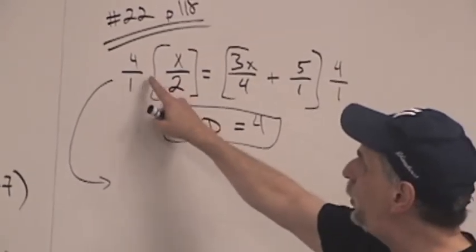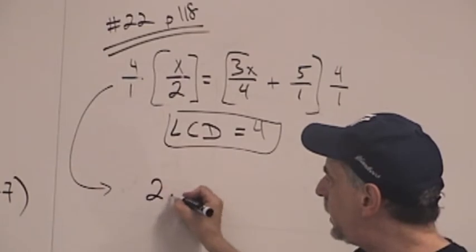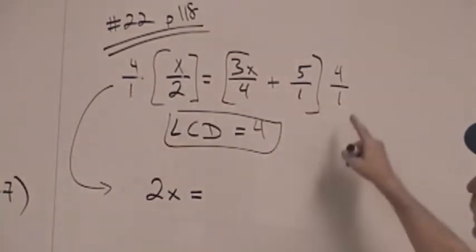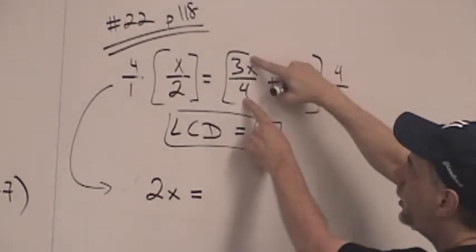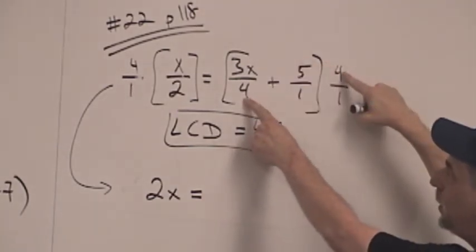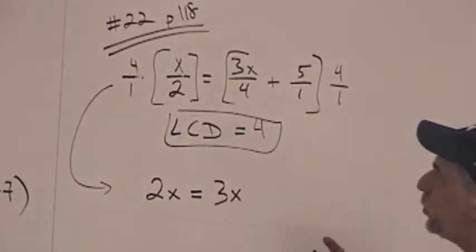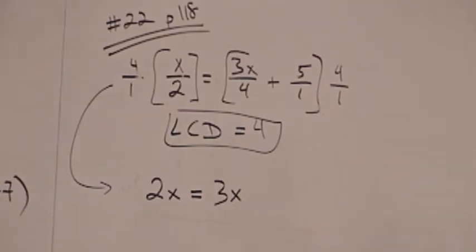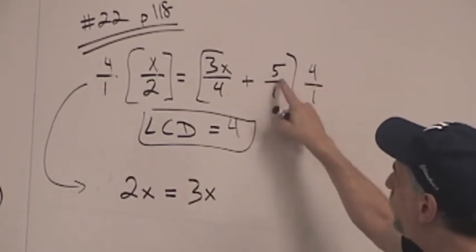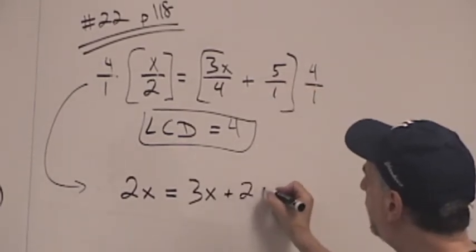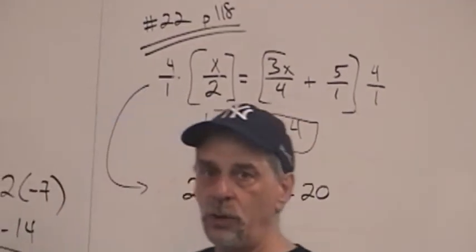So here the 4 over 2, this becomes 2. So we have 2 times x on the left-hand side. And here we're using our distributive property. We're multiplying this fraction by this fraction. So notice the 4 and the 4 cancel out. So we have 3x over 1, which leaves us with 3x. So notice what's happening after this step. We're getting rid of the fractions. Right? The fractions are going to disappear. And here, this fraction times this one, 4 times 5 gives us 20.